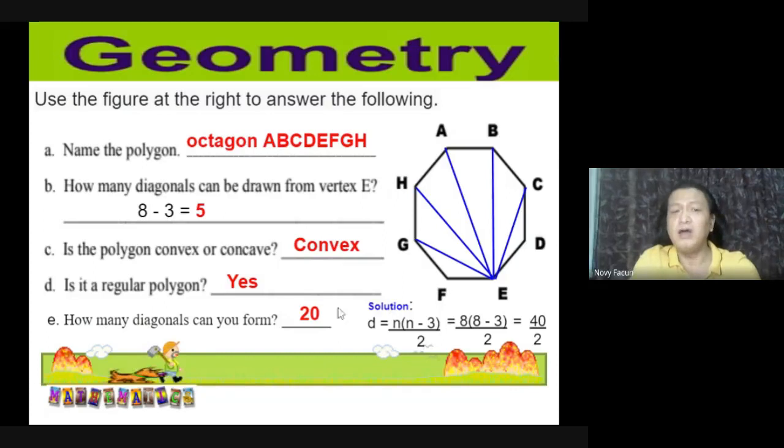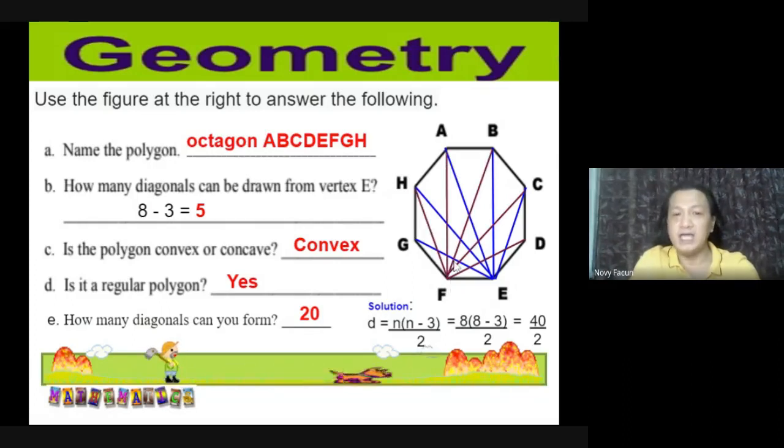Pero kung nakalimutan mo yung formula, just in case lang, pwede mo siyang i-draw or mag-drawing ka ng diagonals. Start tayo sa F. So, we have FD. Next, we have FC, FB, FA, FH. O dito naman tayo sa start ng vertex G. We have GD, GC, GB, GA, and then sa H naman, we have HD, HC, HB. And then, dito naman tayo sa A, we have AD, AC. And then, sa B naman, we have BD. So, bibilangin natin ngayon yan.